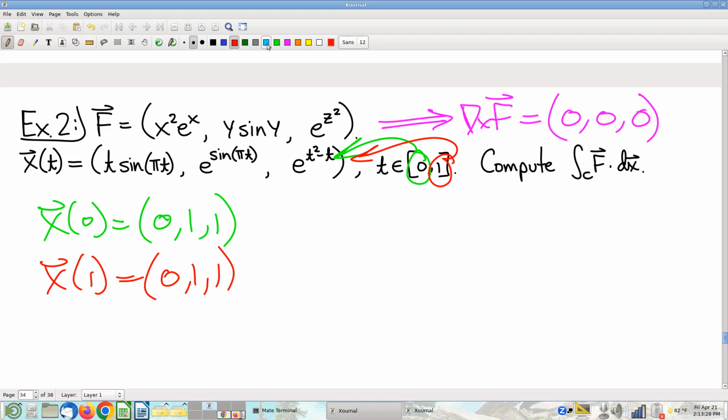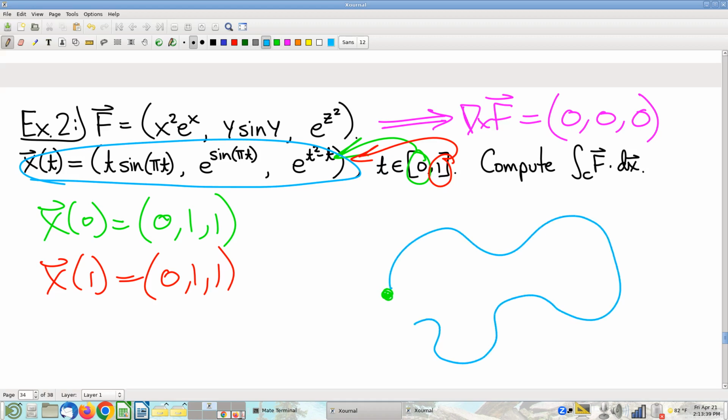This curve here, it starts at the point we computed in green. The curve then goes around and does all sorts of weird stuff, and then it ends at the exact same point. So this is a closed curve. I've been asked to compute a line integral, but what was not given in the statement of the question is that this is a closed line integral, AKA, I've been asked to compute a circulation.